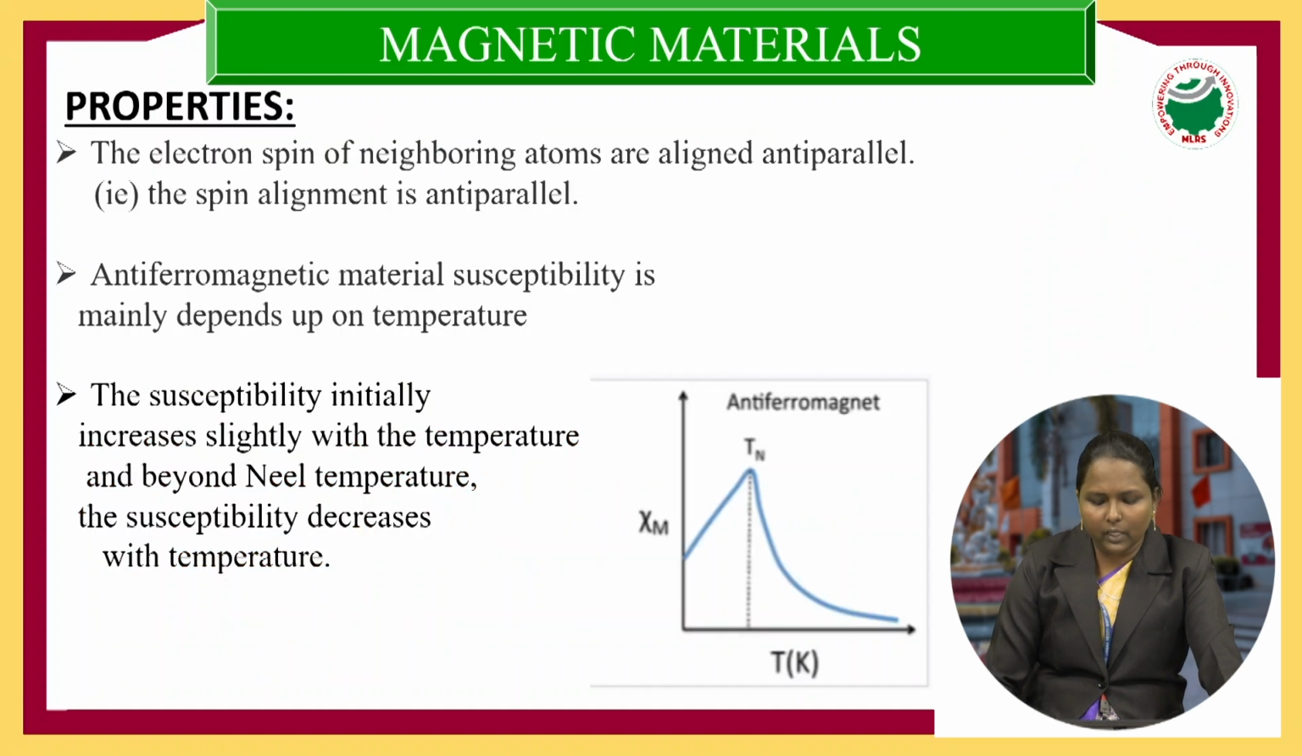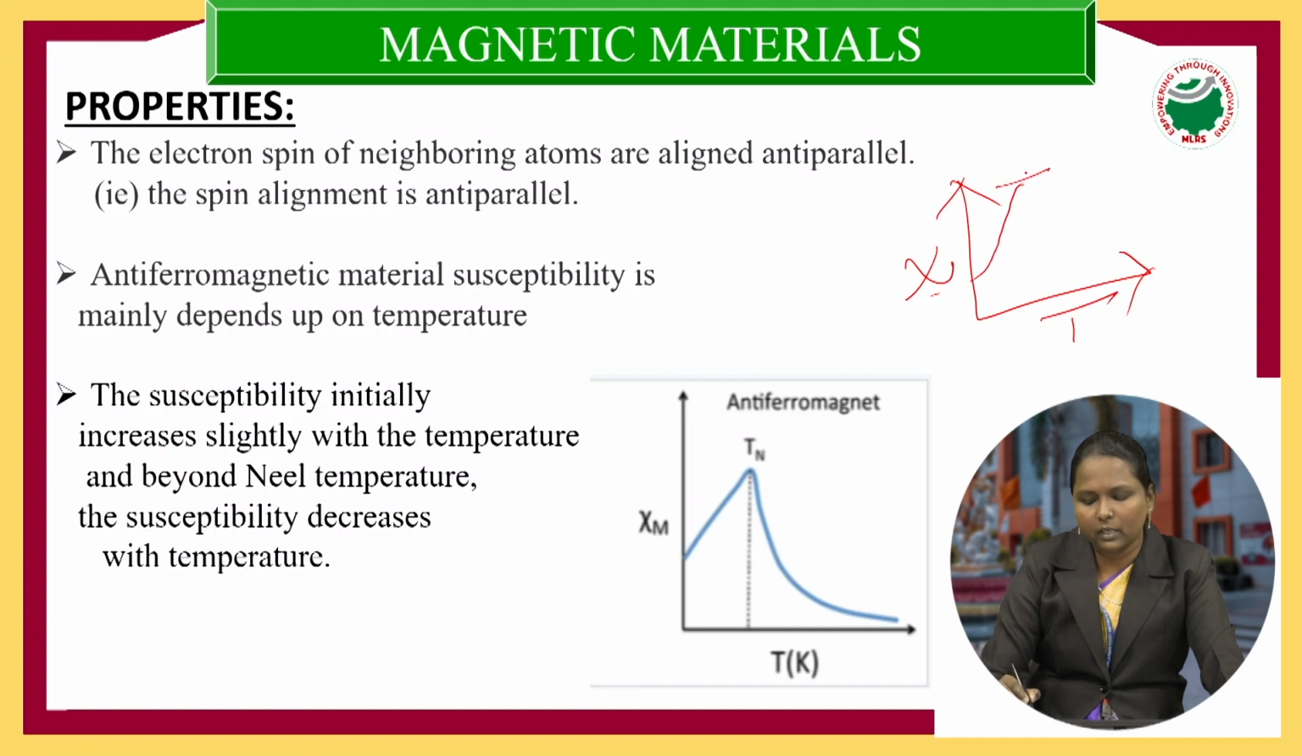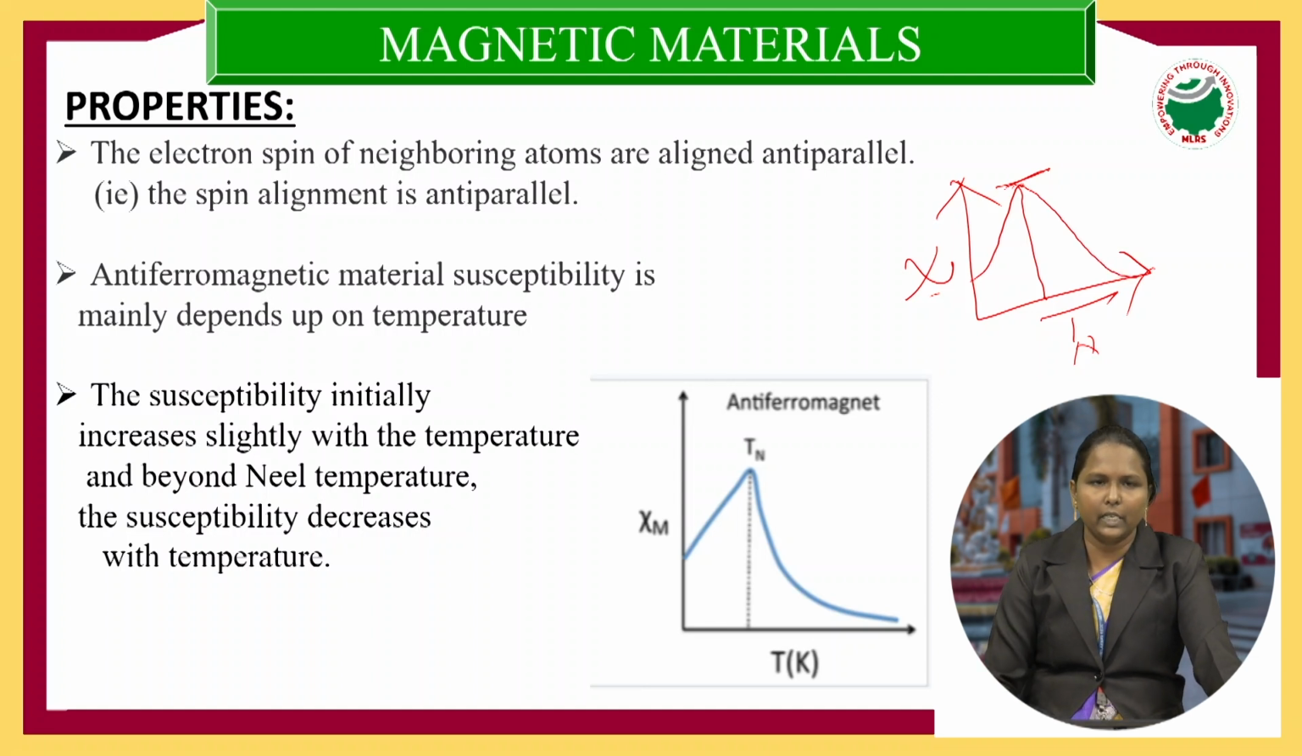Here you can see the picture of how the susceptibility of the material changes. Initially the susceptibility of the material is 0. At a particular temperature, it gets maximum. This temperature is called Tn, the Néel temperature. After this temperature, if you increase the temperature, the susceptibility value will be decreasing.